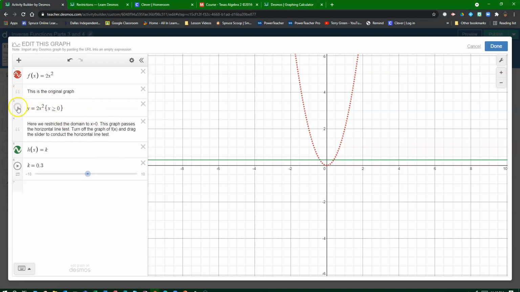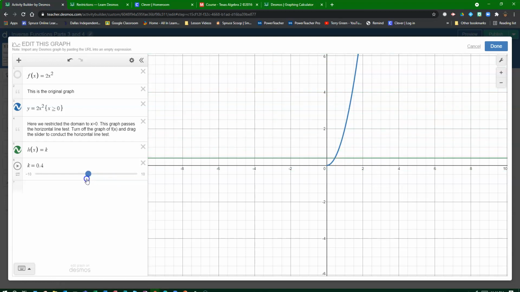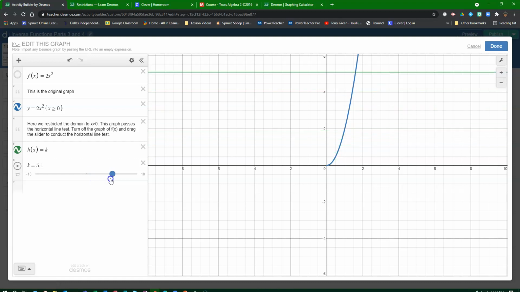But look what happens if we restrict the graph and we only graph the part of the graph that is greater than zero, like so, where x is greater than zero. So if we restrict the domain to x being greater than zero, and then we do a horizontal line test, we see that it passes with flying colors. At no point do we have more than one intersection.